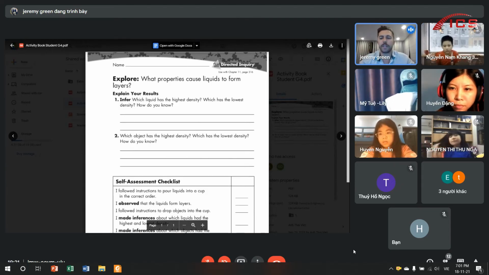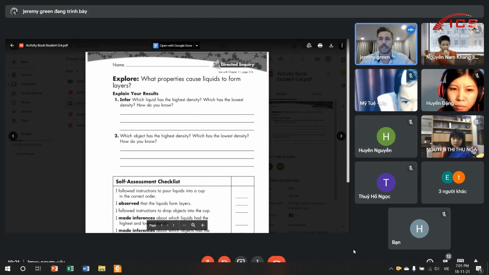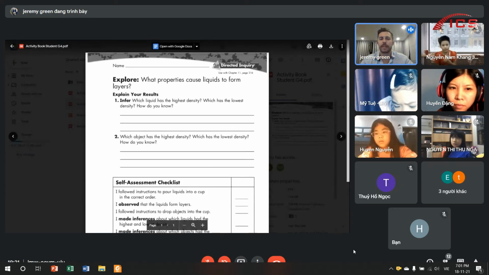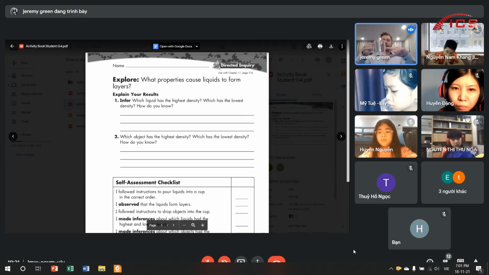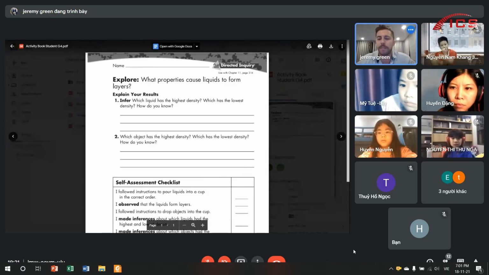Okay. So I also agree with that. So we will say that the paper clip will sink to the bottom, so it's the heaviest. Okay, so it has the highest density. Then the rubber band is the second highest density. It will be maybe in the middle of the glass. And then we have the styrofoam, which will be at the top of the glass.